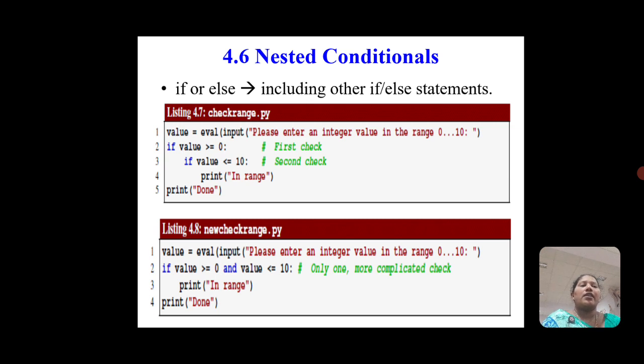You can see the next example also. Here also you are getting the input in the range 0 to 10, and here you are using the and operator, that is, the compound expression. Value greater than or equal to 0 and value less than or equal to 10, print in range. If the value is less than 0, in that case it will not check the second expression whether the value is less than 10. So that is the short circuit evaluation you have.